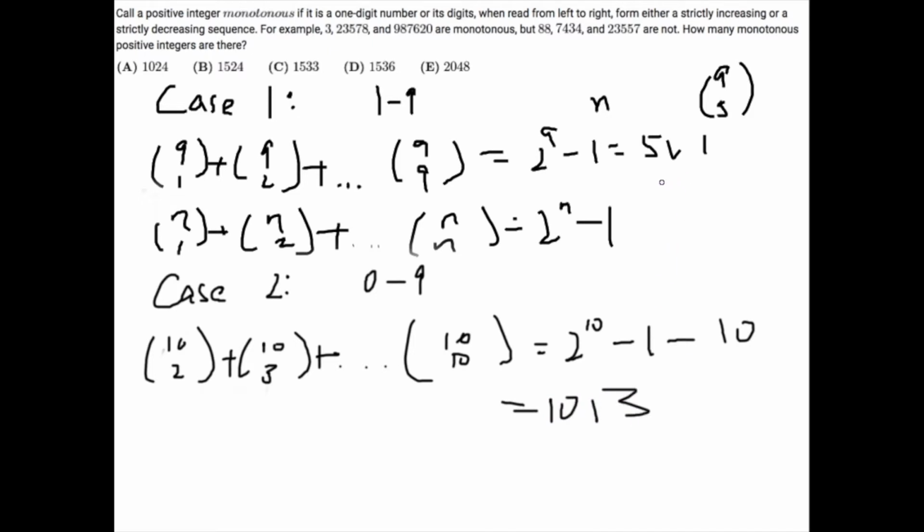So the last step is just to add these two, 511 and 1013. And after we do that, we find that we have 1524, which is B.